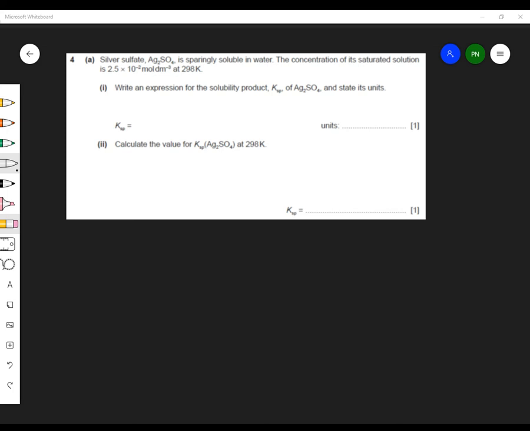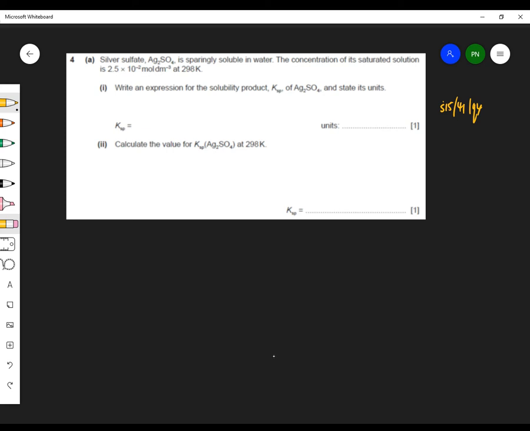By the way, let me give you the year in case you want to do this on your own. It is summer 1541, and it's question four. Silver sulfate, sparingly soluble in water, the concentration of its standard solution is that.